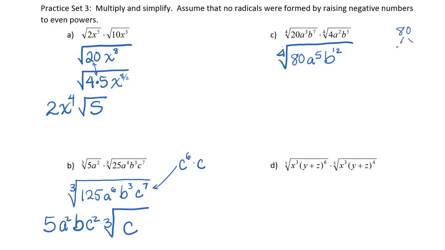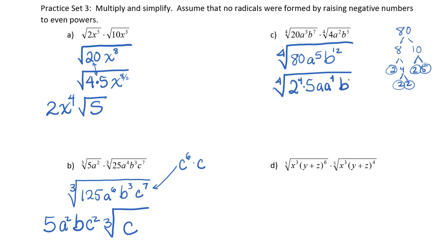Remember, 80 could be broken down into 8 and 10, 2 and 4, 2 and 2. 10 can be broken down into 2 and 5. So my factors for the 80 are 2, 2, 2, 2, and 5. So I could write this as 2 to the fourth times 5. A to the fifth could be written as a times a to the fourth. And b to the 12th is already divisible by 4, so we can just leave it as b to the 12th.